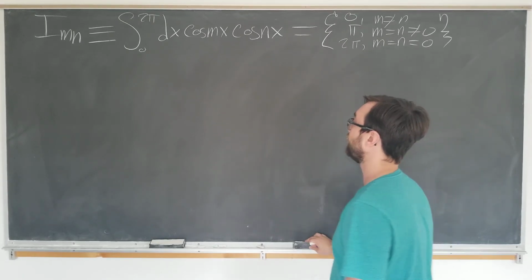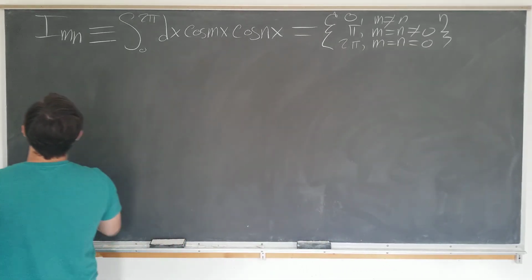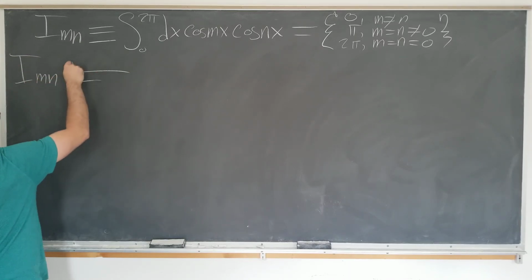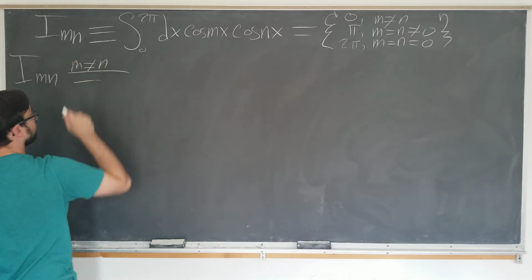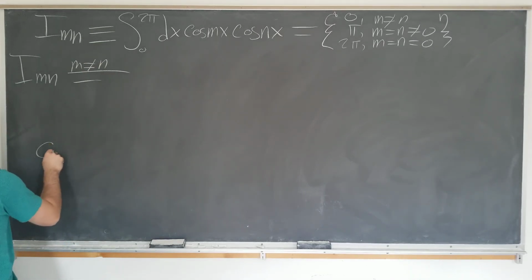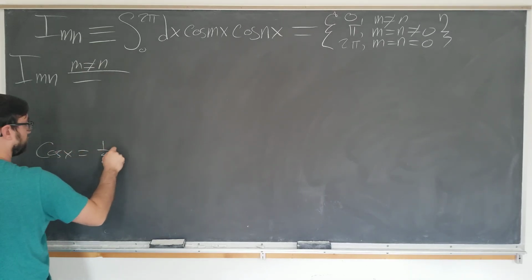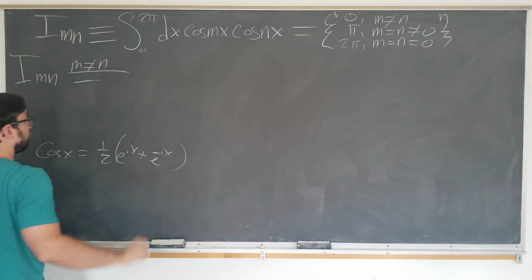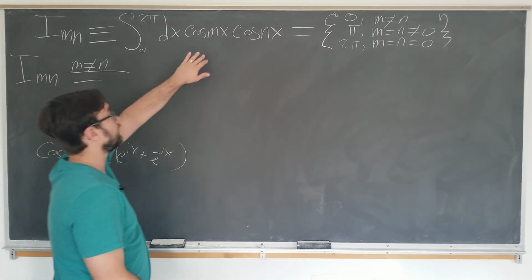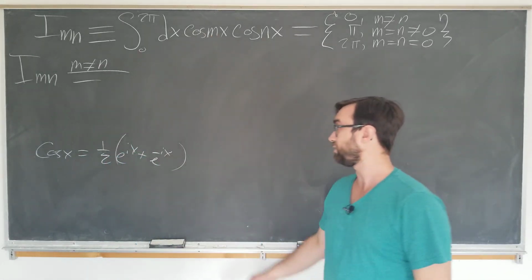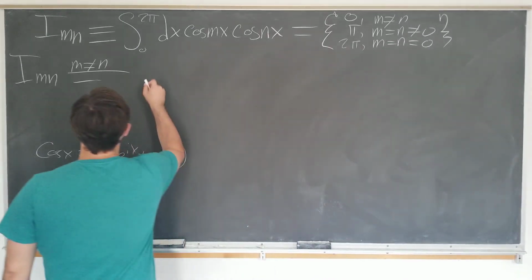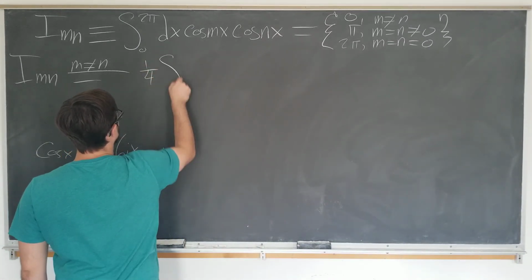All right, let's get started. So if we consider I_mn for m not equal to n, using what I just erased, using this, we note that there are two cosines, so there's going to be two factors of 1/2, which is just going to immediately bring out to the front as 1/4.